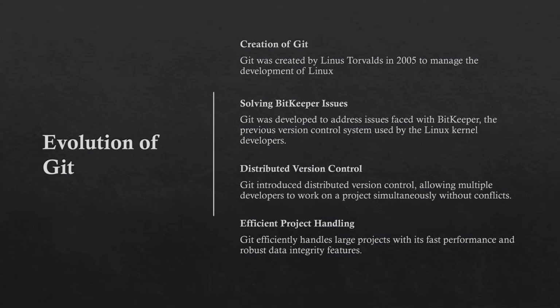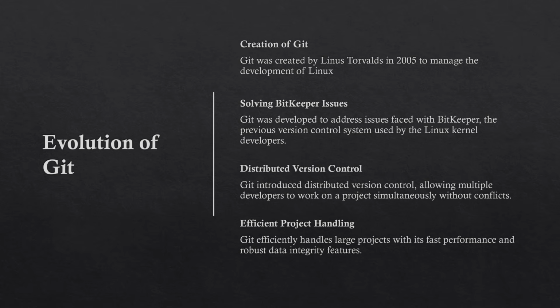So Git was created by Linus Torvalds. If you don't know who that is, he created the Linux operating system, which is pretty awesome. But he created Git because he was running into so many issues with something called BitKeeper, which is what the previous version control system was for Linux. And so Git introduced distributed version control, which allows lots of developers to work on a project simultaneously without conflicts. Again, one of the issues that BitKeeper had.